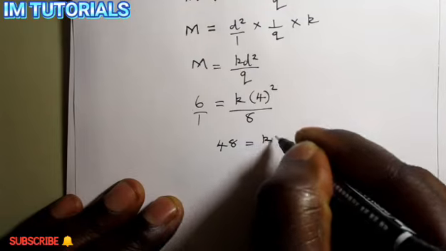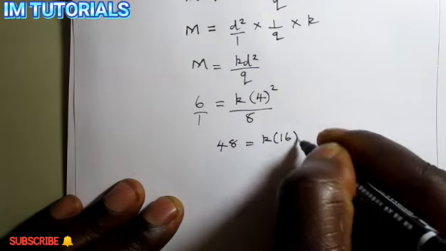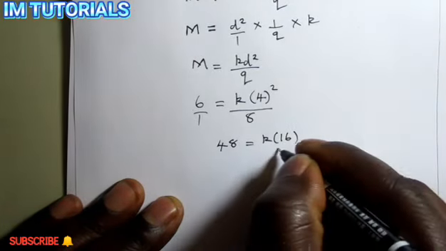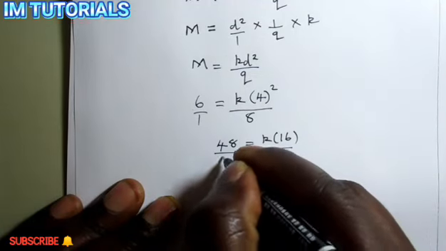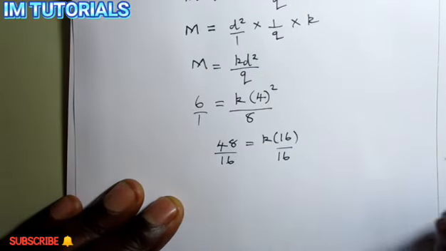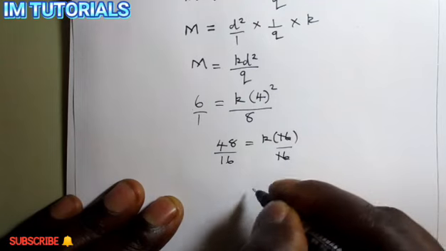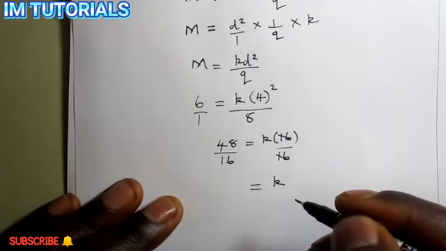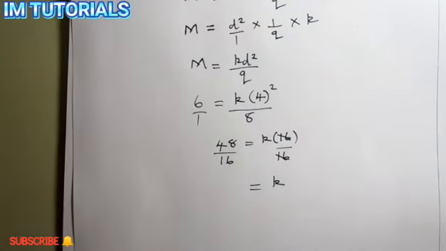is equal to k. Then 4 squared produces 16. So to find k, I need to divide both sides by 16. I hope you are listening. So 16 and 16 cancel out each other, right? But what is the factor of 16 and 48? The factor of 16 and 48 is 16 itself, right?